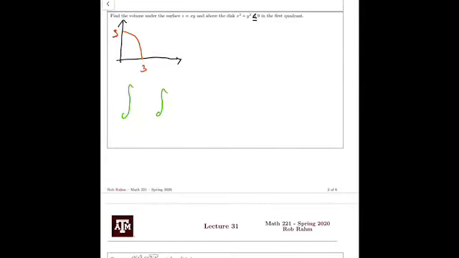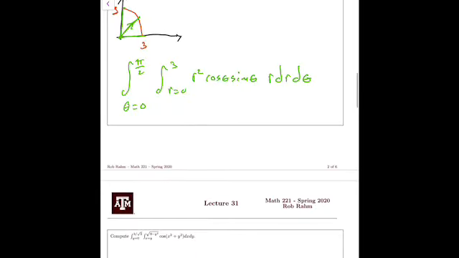So the integral, again, I'm going to have the theta integral on the outside and the r integral on the inside. So in this problem, theta is going to go from 0 to pi over 2, because we only want this quarter circle. And for every fixed value of theta, r is again going to go from 0 to 3. The function that we're integrating is x times y. In polar coordinates, this is r squared cosine theta sine theta, and then whenever we do polar coordinates, we always write the r dr d theta.